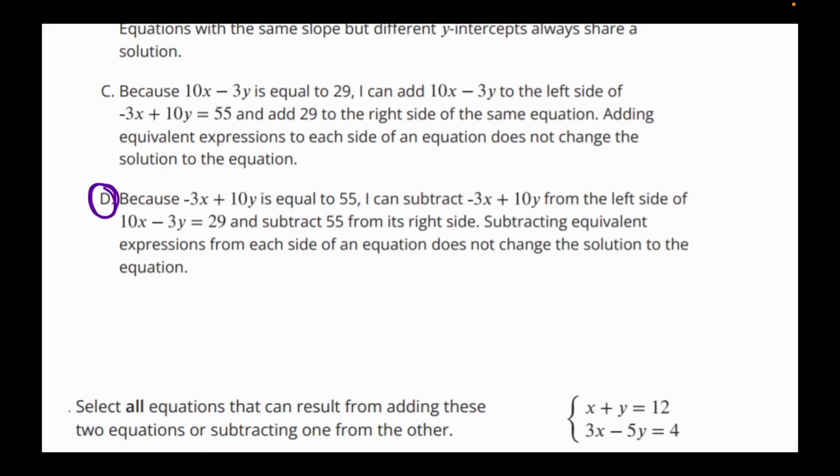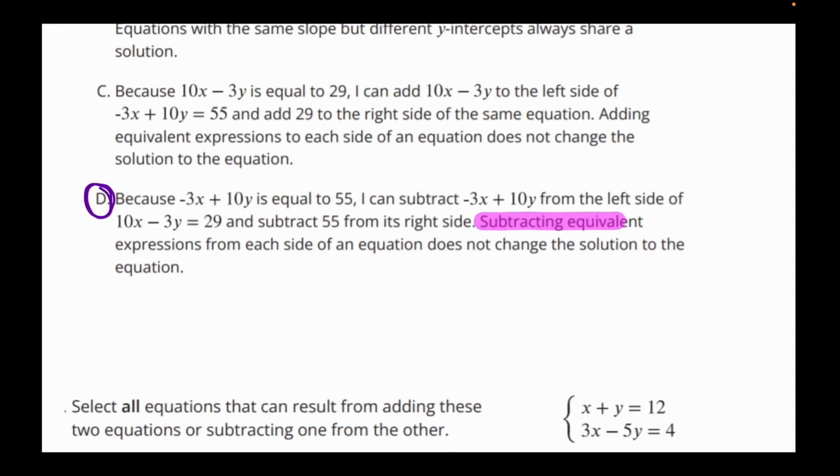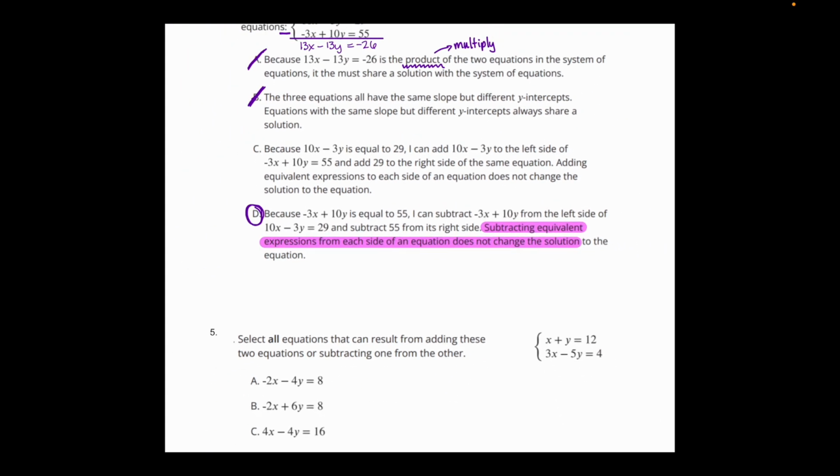So this comes from subtracting equivalent expressions from each side does not change the solution. This key idea right here. That's why we would choose D.